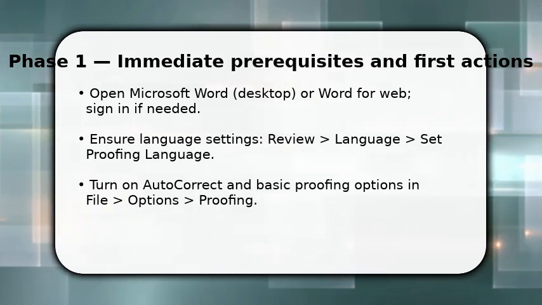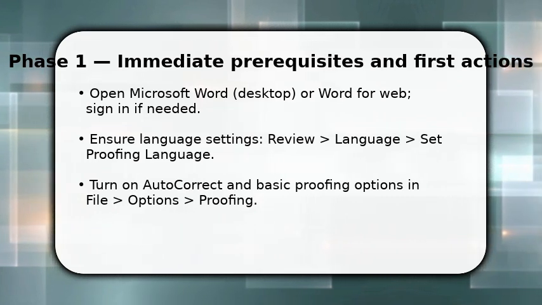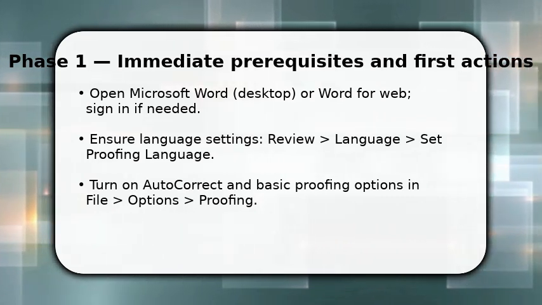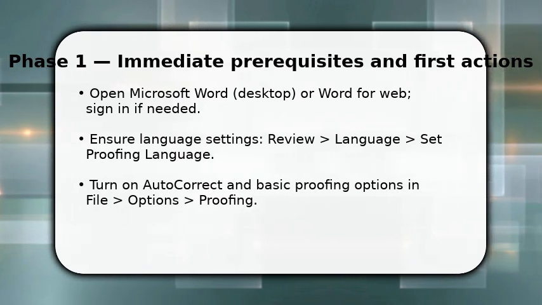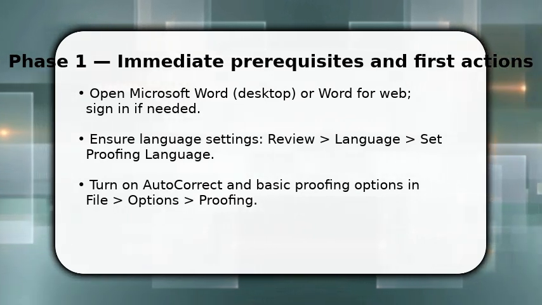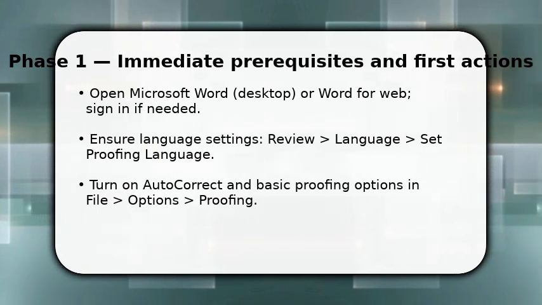Then, enable autocorrect and the basic proofing options in File Options Proofing. Doing this now saves time later. It prevents false positives and makes the grammar engine apply the right rules as you proceed with the full check.